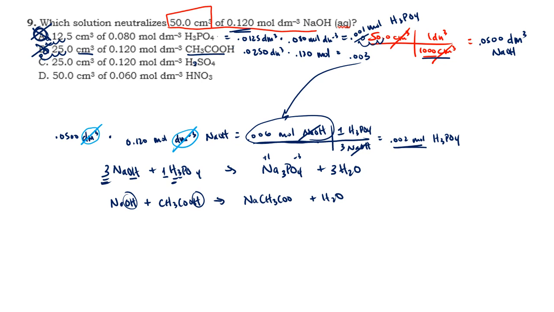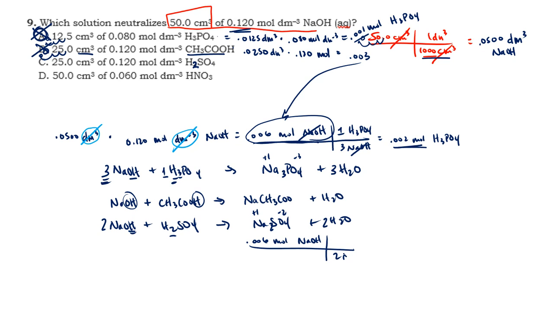Next one. Now I have H2SO4, NaOH and H2SO4, going to make sodium sulfate. Sulfate's a -2, sodium's a +1. That's going to be a 2. So I need a 2. My 2 hydroxides and my 2 hydrogens are going to make 2 waters. So now I have a 2-to-1 ratio. My 0.006 moles of sodium hydroxide, 2 sodium hydroxide to 1 sulfuric acid, is going to give me 0.003 moles of H2SO4.